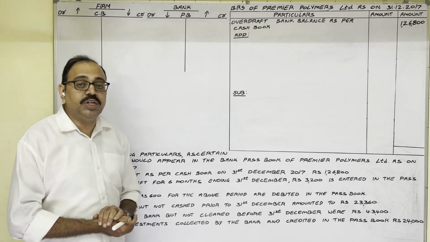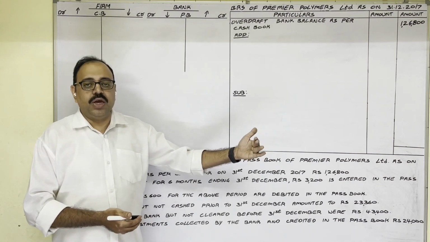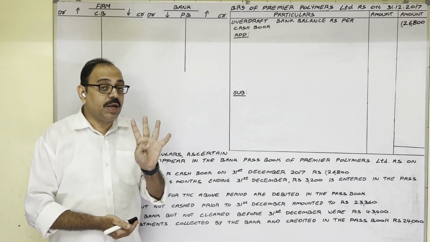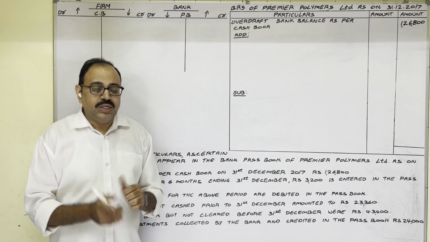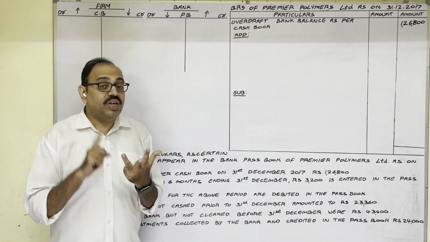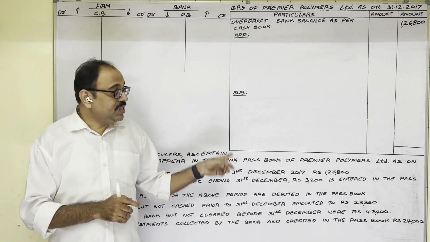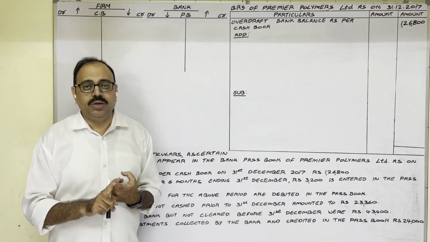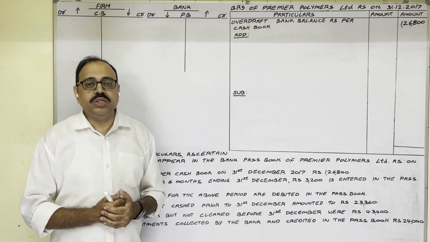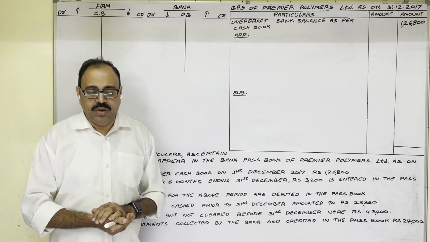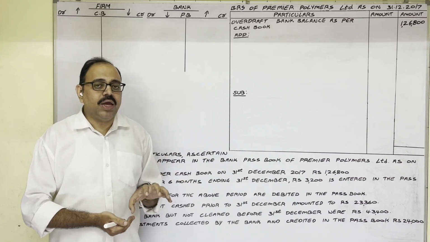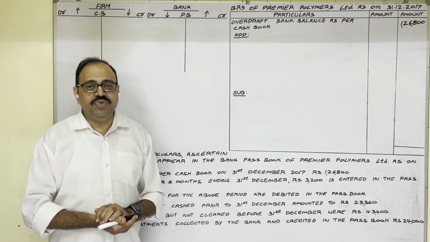Overdraft bank balance means what? From our bank account, we withdrew extra. Banks offer four types of accounts to customers: savings account, current account, recurring deposit account, and fixed deposit account. For business people, a current account is suitable because there are no limits on the number of withdrawals or deposits. And on current accounts, generally the bank allows an overdraft facility to firms.